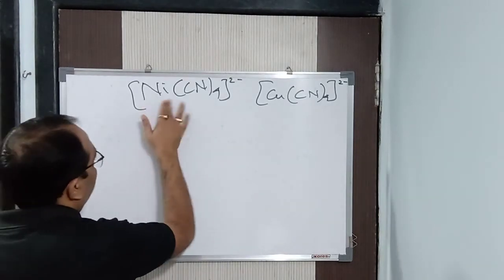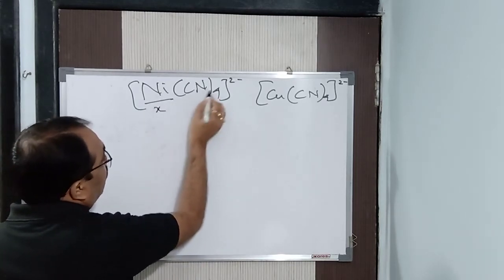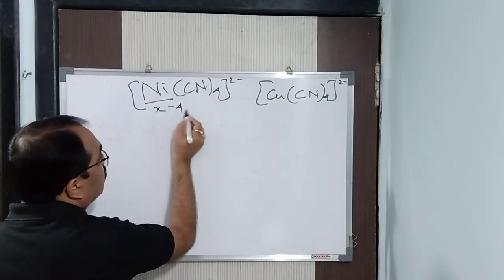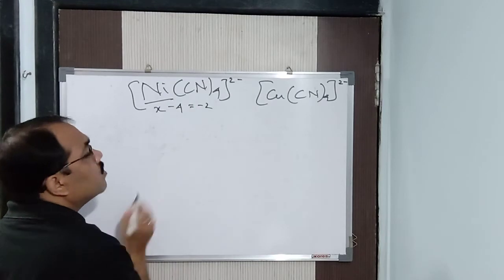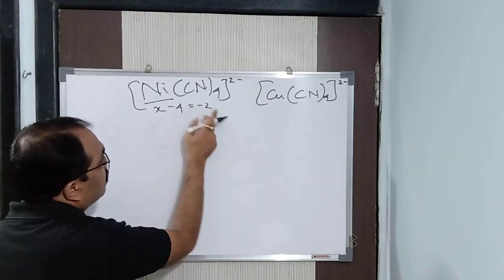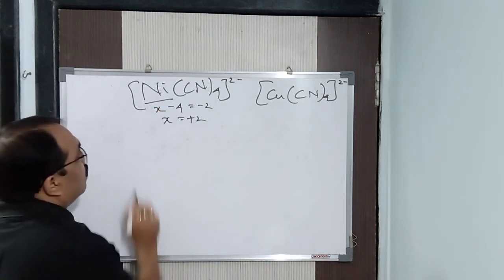So I have to first find the oxidation number. You know how to find the oxidation number. Take it as X. CN, the valence is -1. How many CN are there? 4 CN, so it will be -4. And the total charge of the species is -2. So how much do you get? X is equal to +4 - 2, which is nothing but +2. So the oxidation number of nickel is +2.